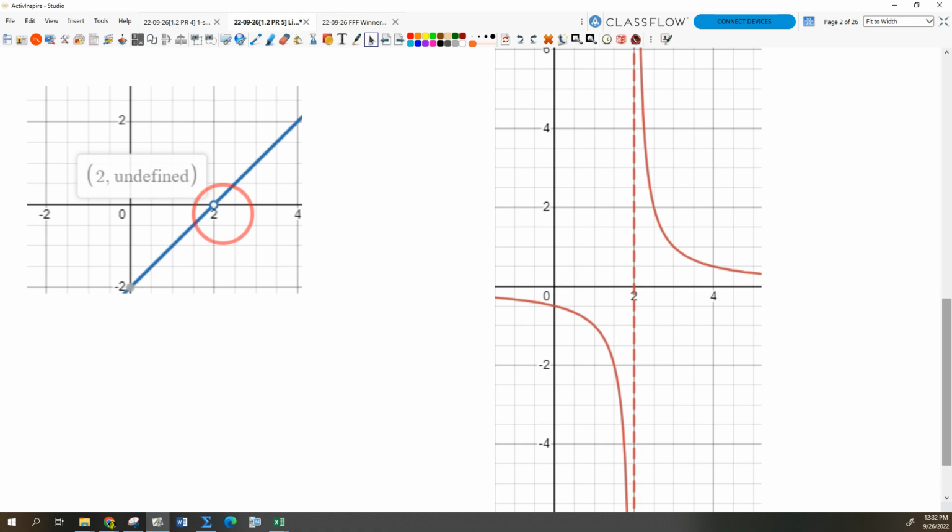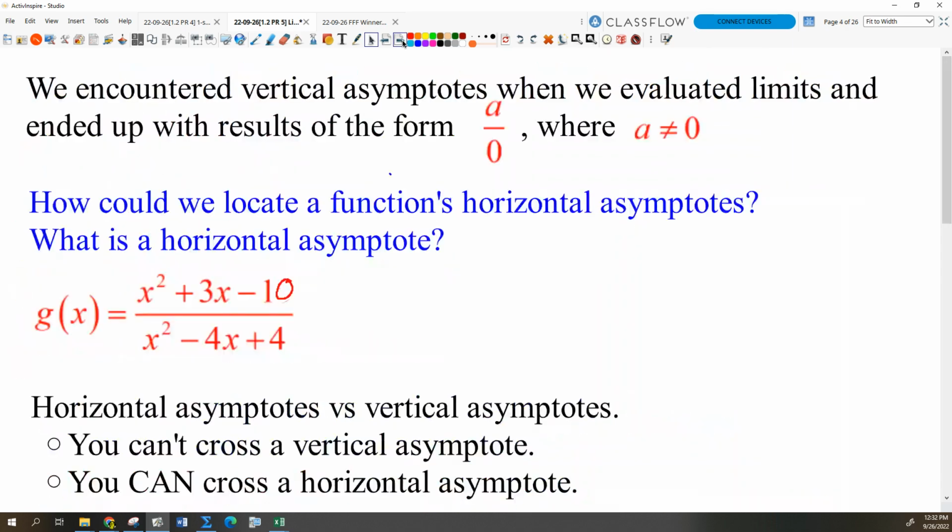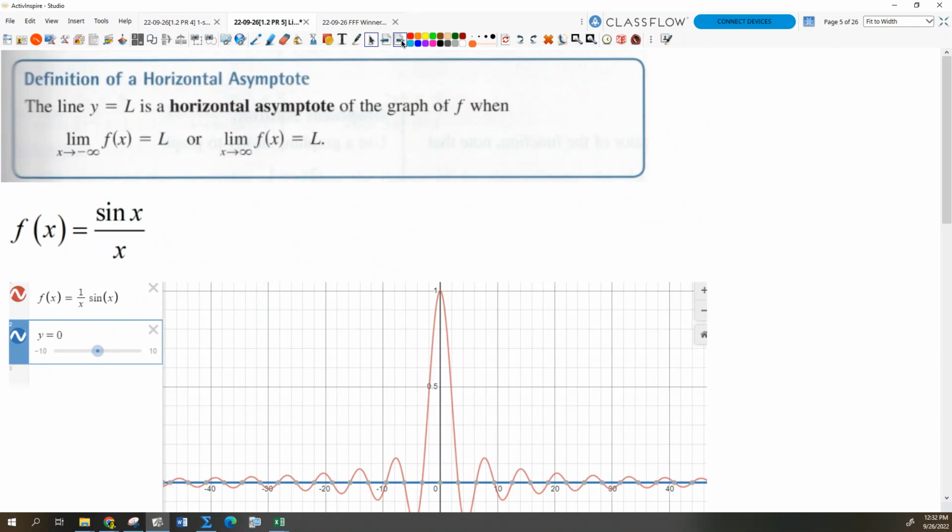Yeah, there is a horizontal asymptote here at 0. You're right, if we were to go further out there, yeah. No, in this case it wouldn't. You're right, but in many cases it can. So this is our definition of a horizontal asymptote.